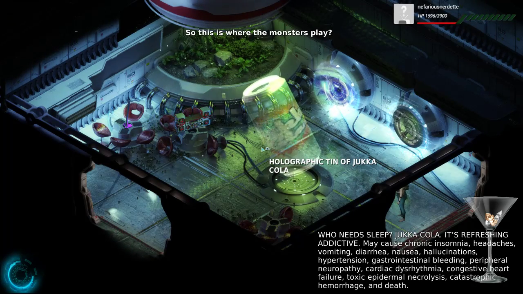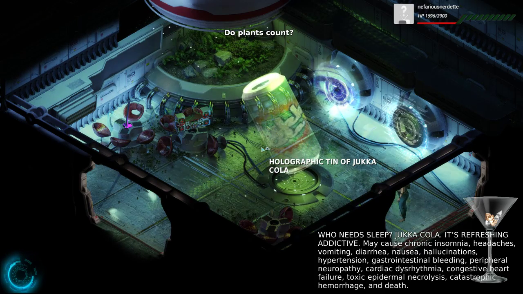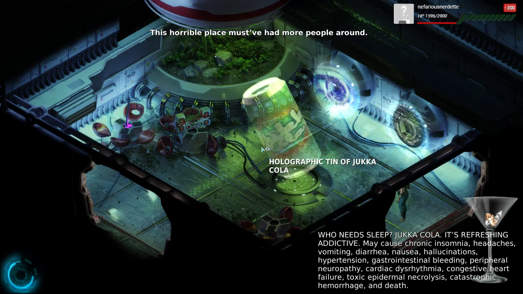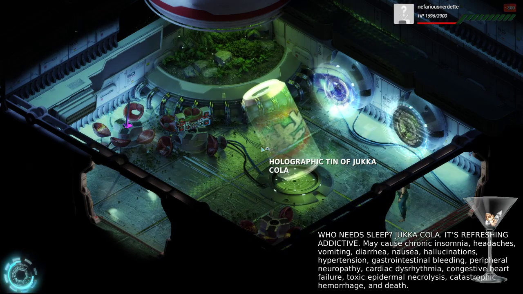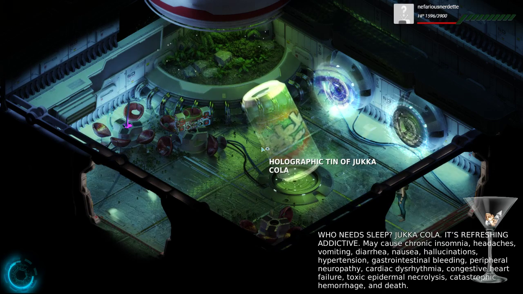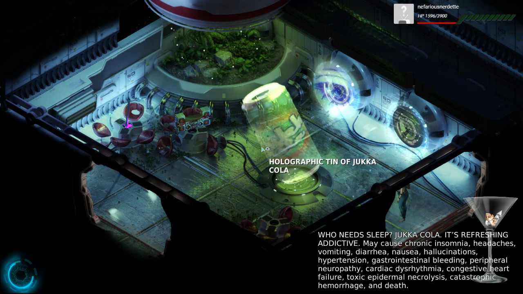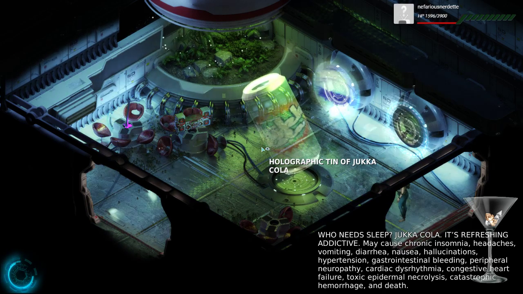Oh. This is where the monsters play. Still no sign of anyone? Do plants count? This horrible place must have had more people around. Also a few seconds delayed for you now. There were a few dropped frames, that might have been why. It's stopped now, though. So refreshing might fix it.